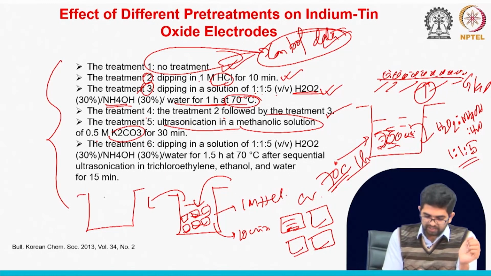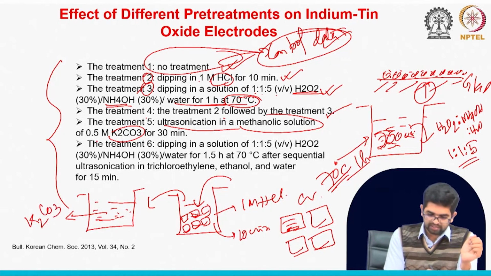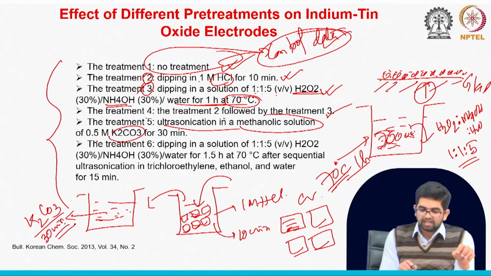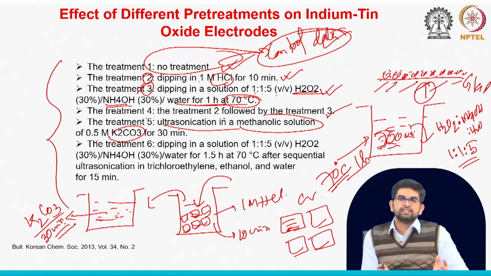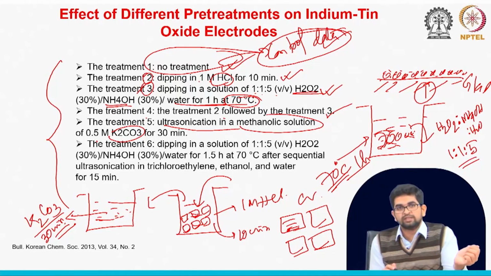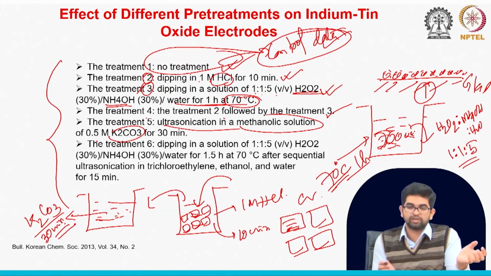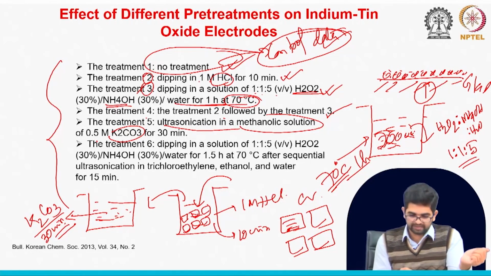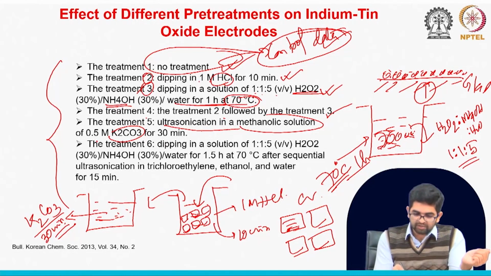So, in a beaker you can take a methanolic solution that contains K2CO3, and you can bath sonicate this for 30 minutes. Then clean this, and again check the cyclic voltammogram of formic acid or glucose or hydrogen peroxide, or whatever substrate you choose. This is another treatment.